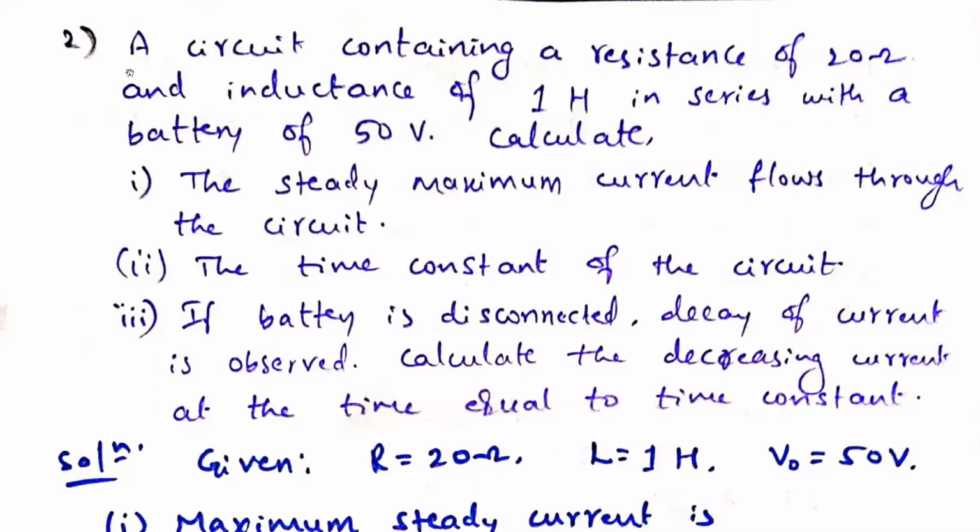Let us take this particular problem: a circuit containing a resistance of 20 ohm and an inductance of 1 Henry in series with a battery of 50 volt. This is a series RL circuit problem. Here, a resistance of 20 ohm and an inductance of 1 Henry are connected in series with a battery of 50 volt. I think we have solved this problem.